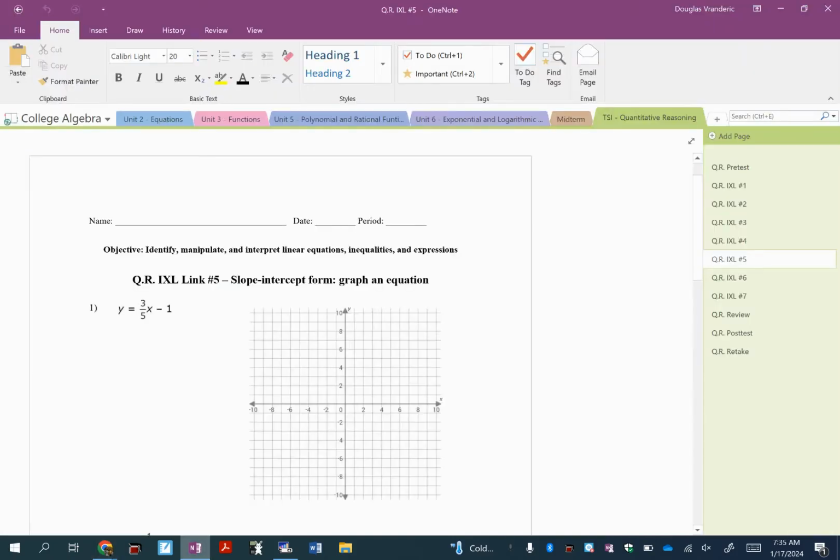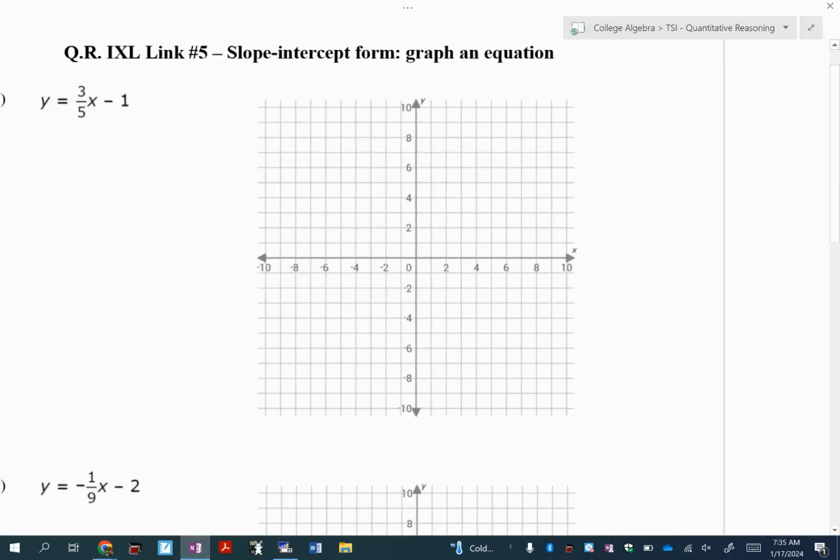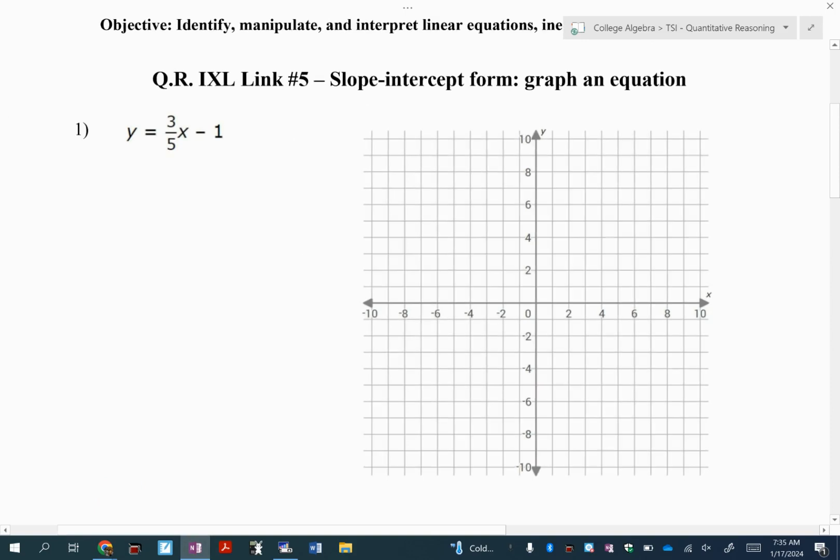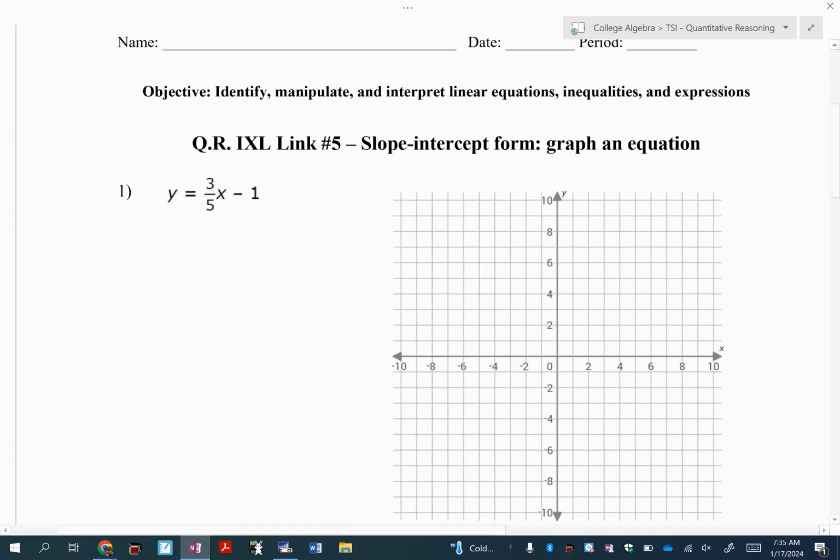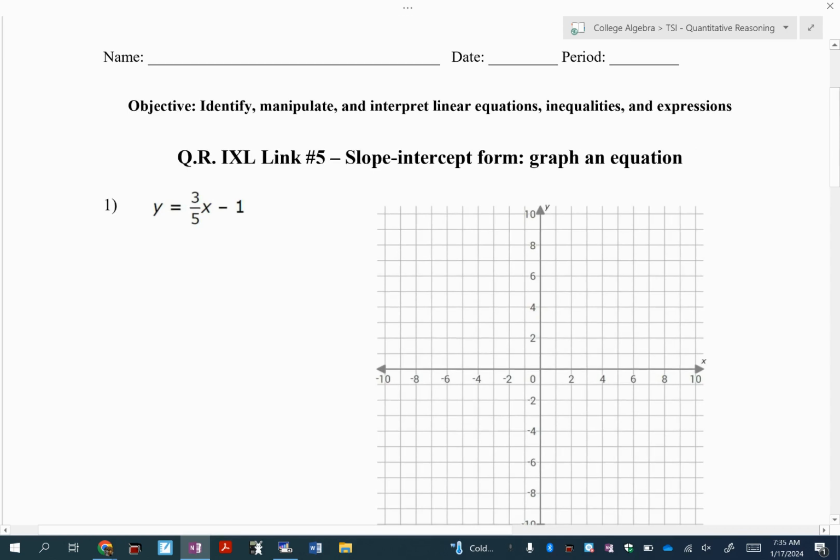So in this video, we're going to do some graphing using the slope-intercept form. I know you guys have done this a ton, but this is going to be one of those where I'm hoping this is like easy points on the TSI when you take it. All right, do you guys remember the equation for slope-intercept form?